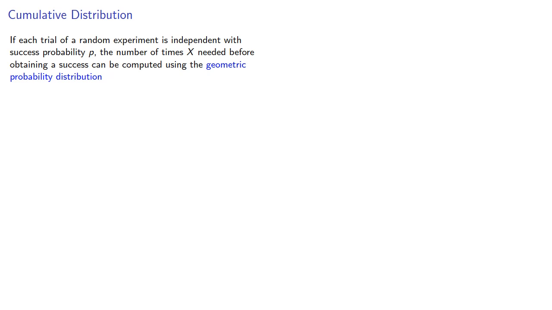If each trial of a random experiment is independent with success probability p, the number of times x needed before obtaining a success can be computed using the geometric probability distribution. Let's find the cumulative distribution function.